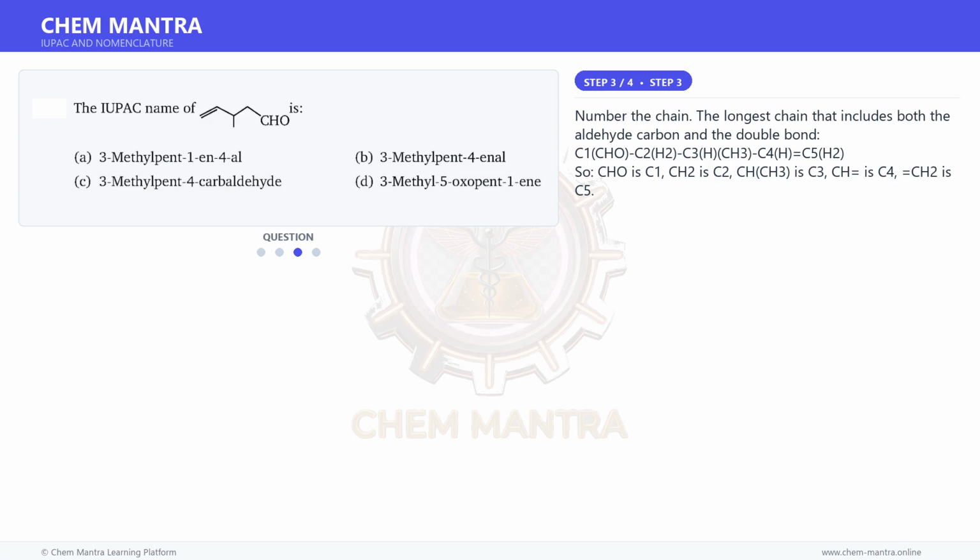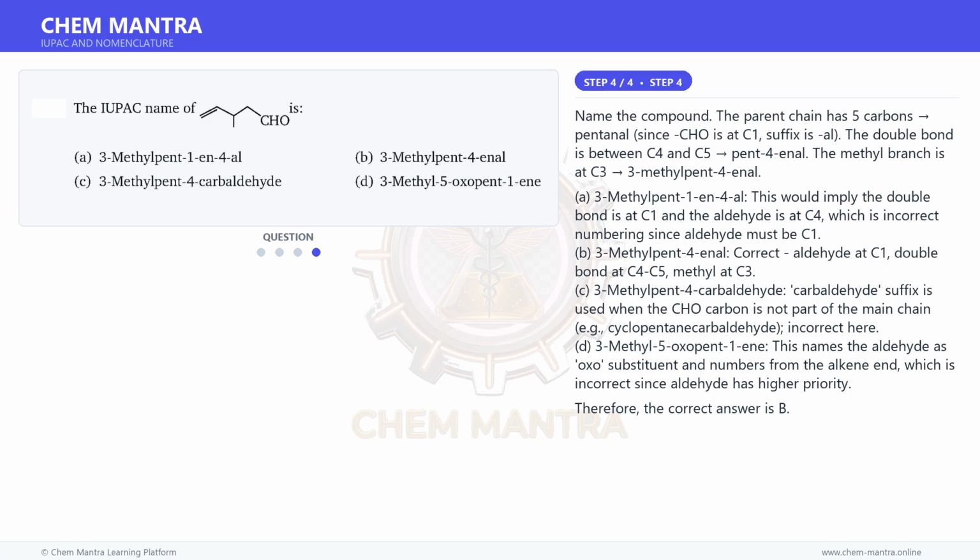Number the chain. The longest chain that includes both the aldehyde carbon and the double bond. C1, CHO; C2, CH2; C3, CH with CH3; C4, CH, double bond to C5, CH2. So, CHO is C1, CH2 is C2, CH(CH3) is C3, CH is C4, double bond to CH2 is C5. And for the final step, name the compound.